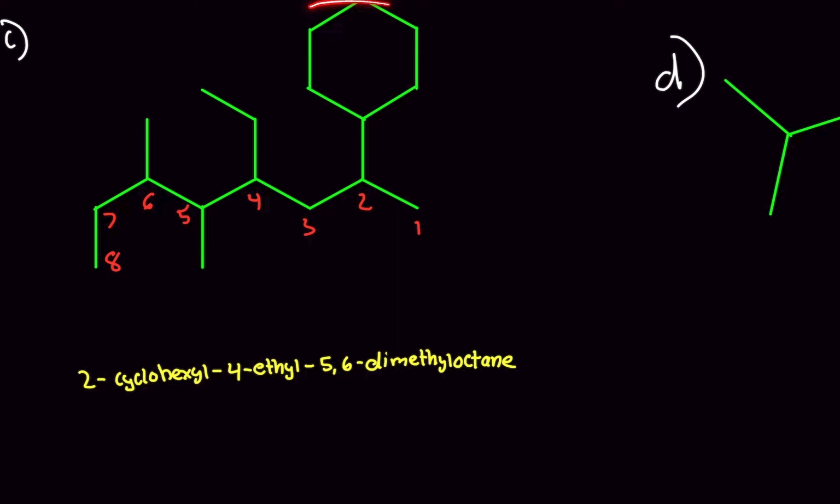How you name this huge ring structure is you have to put the prefix cyclo in front of it. And since this is a 6-carbon ring, 1, 2, 3, 4, 5, 6, we call this the hexyl. Hex meaning 6. 2-cyclohexyl, so because it's on carbon number 2, 4-ethyl, 5, 6 dimethyl octane, because it's octane meaning 8 carbons. Okay.